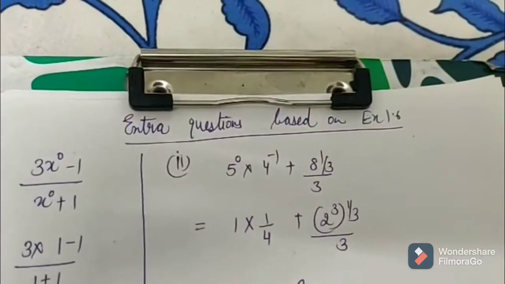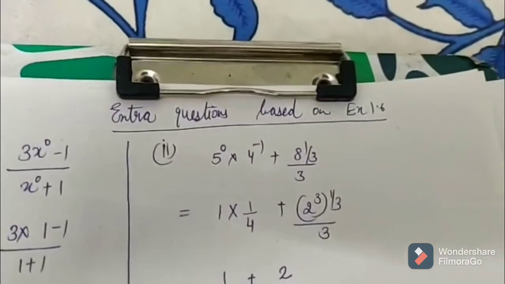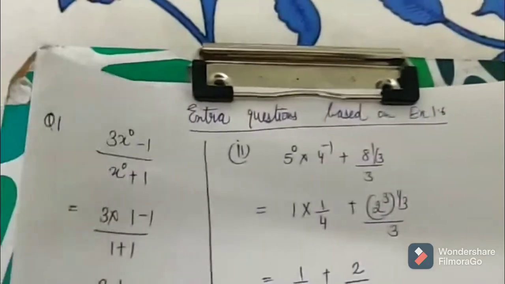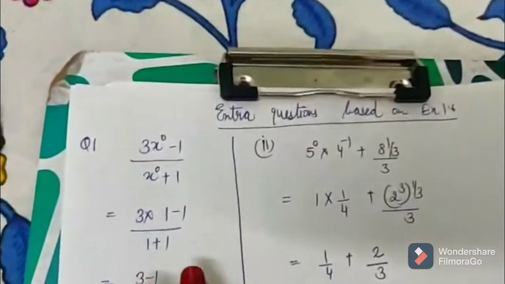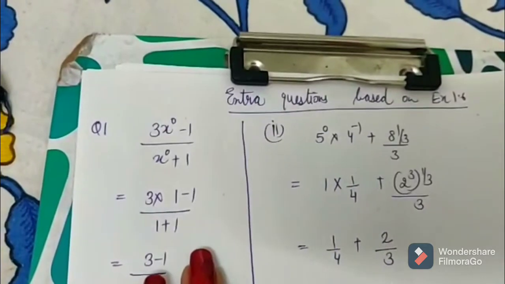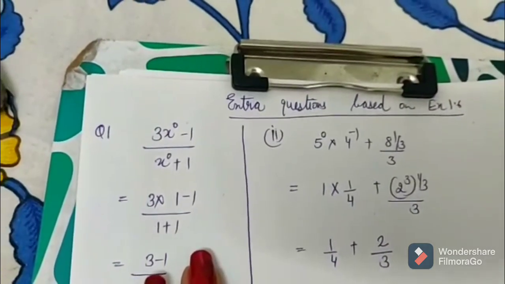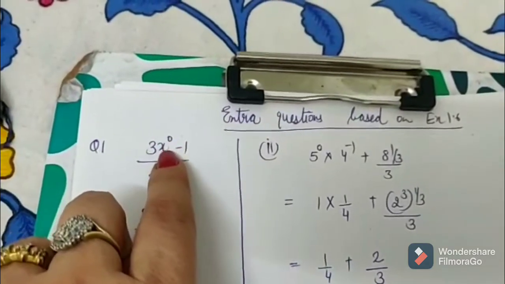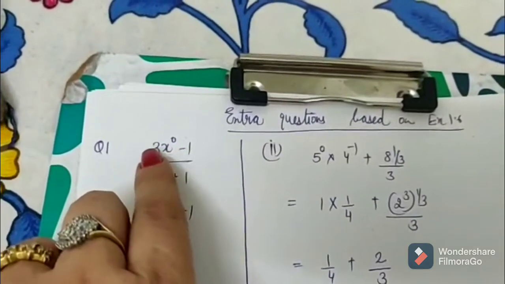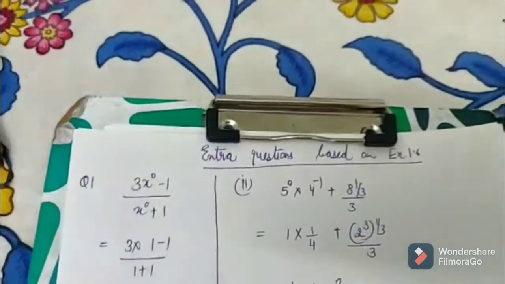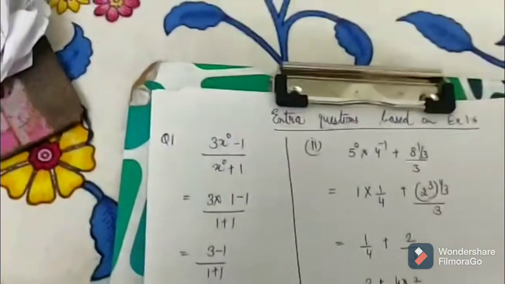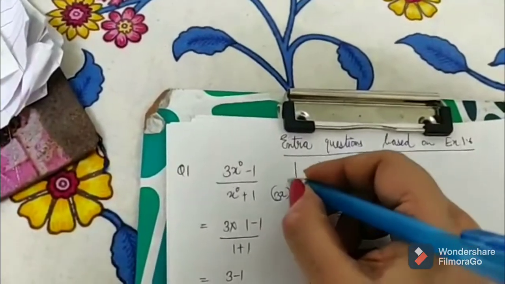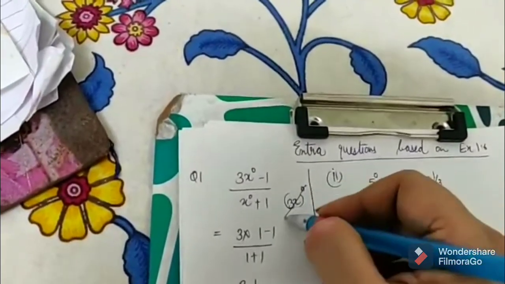Now let us do some extra questions based on this exercise 1.6. These questions you are supposed to do in your assignment notebook. The first question says 3 into x raised to power 0 minus 1 divided by x raised to power 0 plus 1. Remember that this raised to power 0 is only on x, not 3x raised to power 0. Otherwise the question would be like 3x raised to power 0. So this is not in this form.